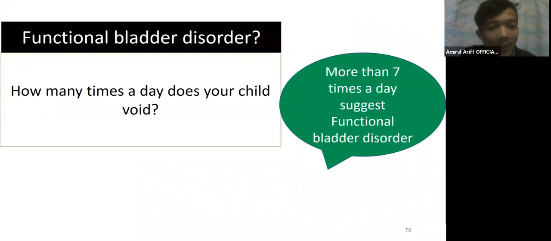Another thing that you can ask for functional bladder disorder is the frequency of voiding, how many times the child voids in a day. For example, if the child voids more than 7 times a day, which is quite a lot for a normal person, it may suggest functional bladder disorder. Next.